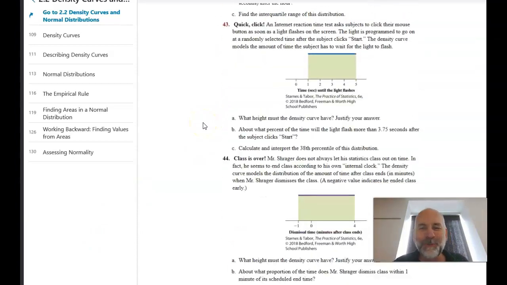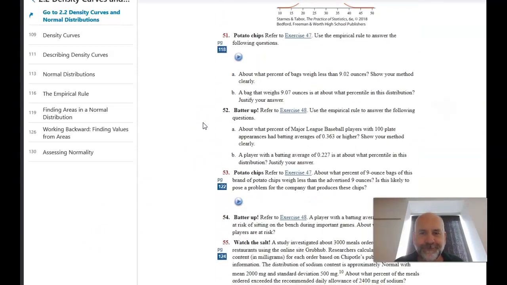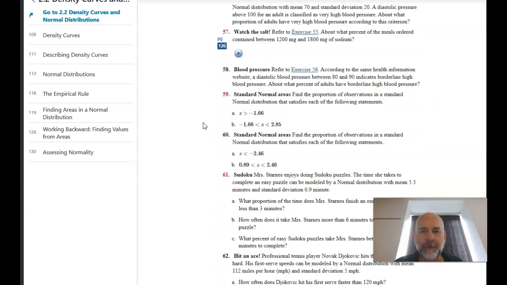So here's the homework problems. On tonight's homework, I remember the problems I gave. I just gave number 59. These are the only ones that involve using the calculator. And so it says, find the proportion of observations in a standard normal distribution, and we'll talk about this more, that satisfies each one of the following statements. So this one says z greater than negative 1.66. Let me do that one in a second. I'm going to do this one first.